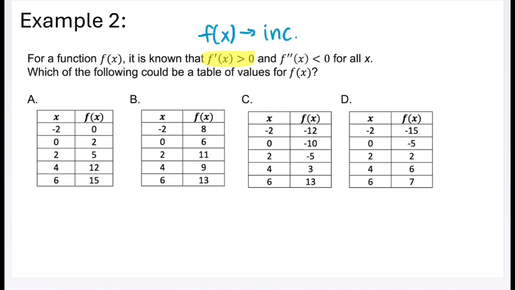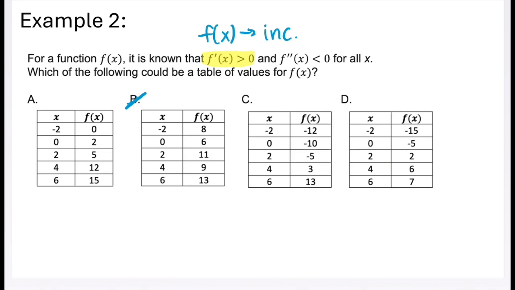Okay, so we can go ahead and probably rule some problems out just on that fact. So A is increasing, so we can't rule A out. B is kind of all over the place. It goes down and then up and then down and then up. So B we can go ahead and cross out. C, negative 12 to negative 10, negative 10 to negative 5, negative 5 to 3, and 3 to 13. That one is increasing. And D, negative 15 to negative 5, negative 5 to 2, 2 to 6, and 6 to 7. That one is also increasing. So we were only able to rule out B for the first little piece of information.